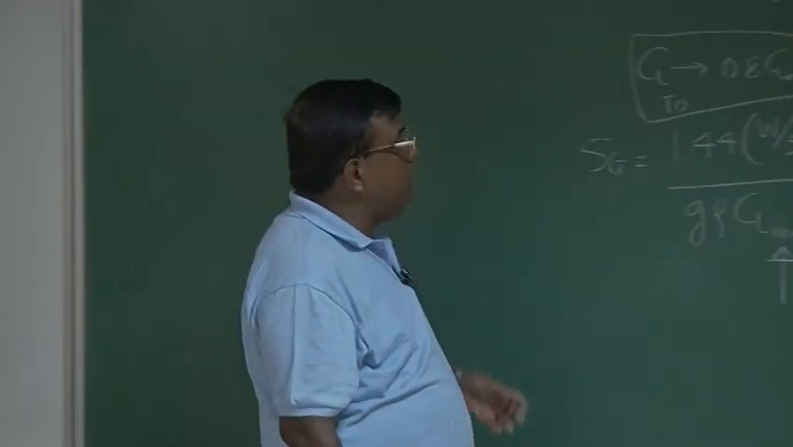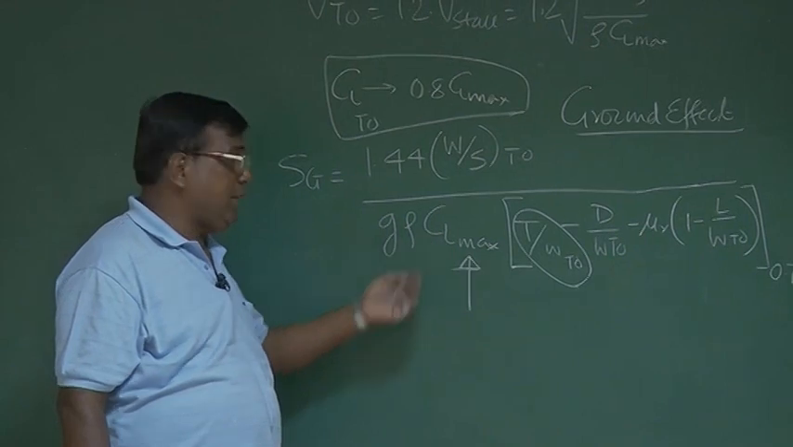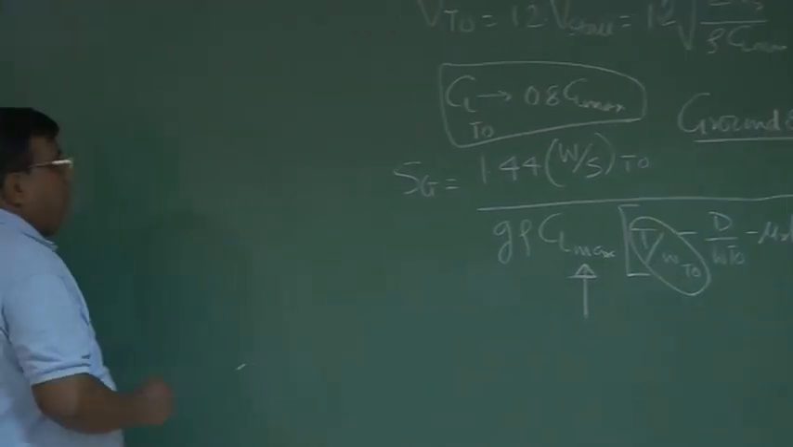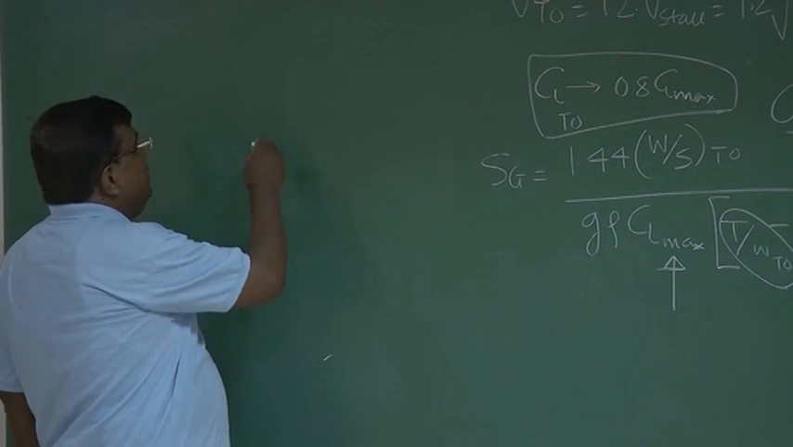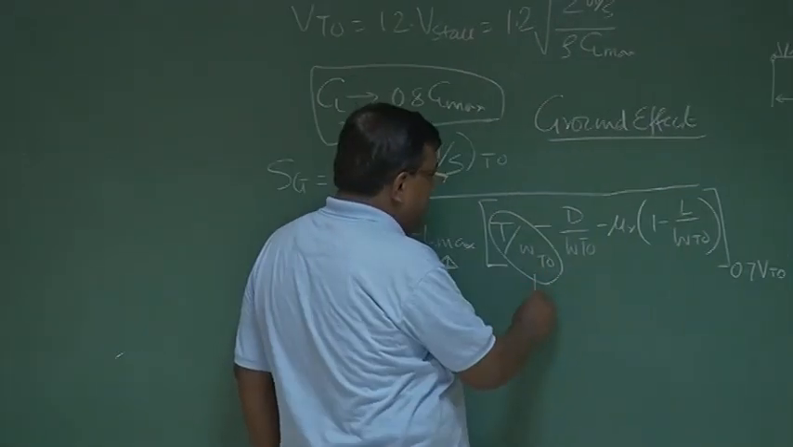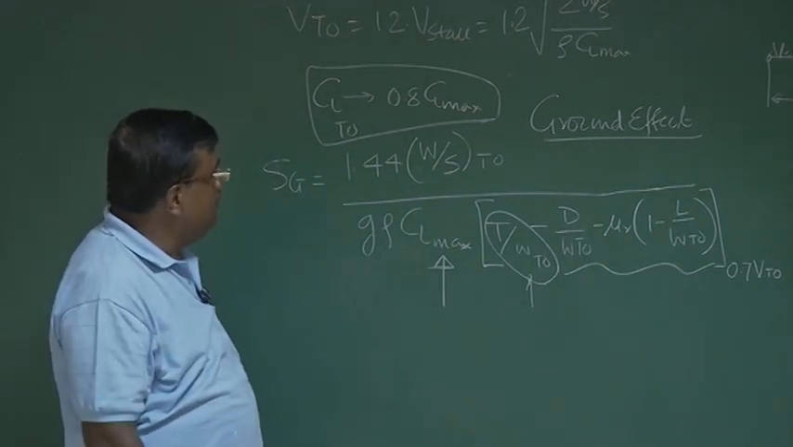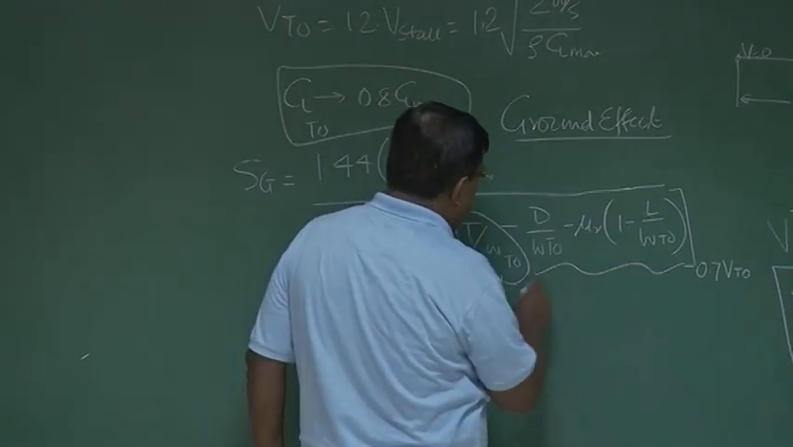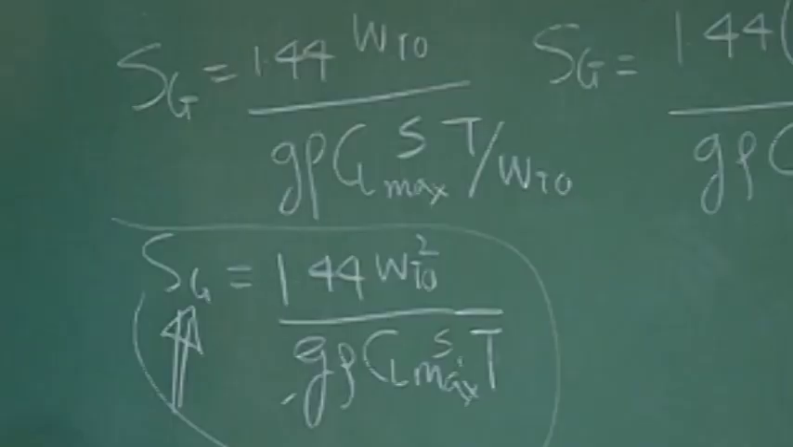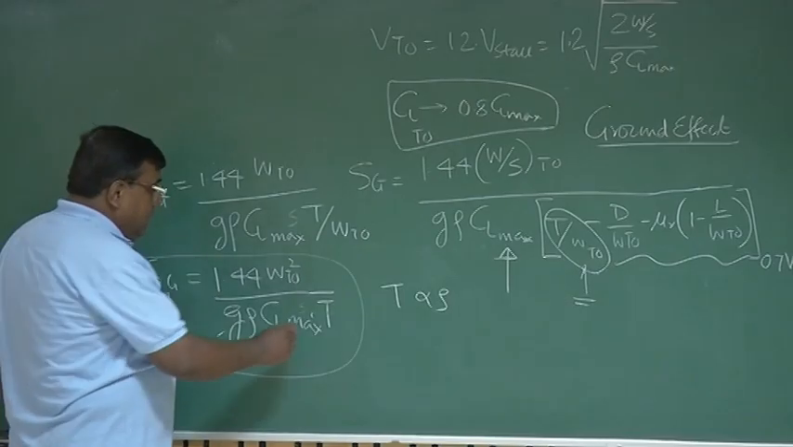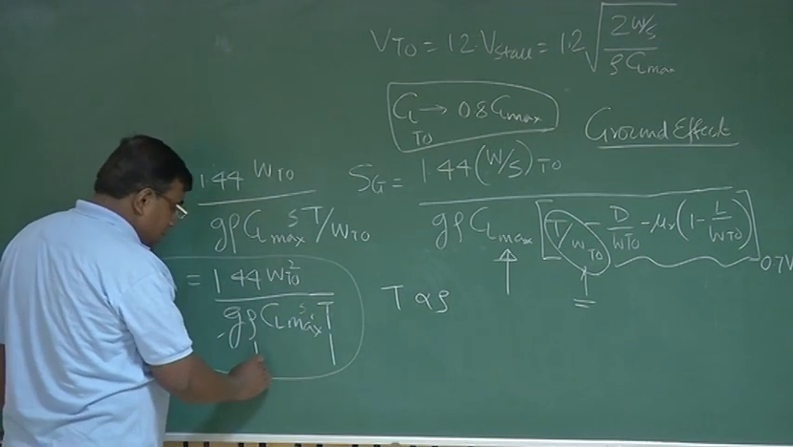Now we'll try to have a closer look at this density aspect. Let us see, for simplicity, we assume that this term is more dominating than the rest of the terms, which is not a very bad assumption. Okay, so I neglect this term compared to this term. After doing this approximation, I can write SG as 1.44 W takeoff square by G rho CL max into T. We also know the thrust varies with density. So in effect, here there is density variation, here there is density variation.